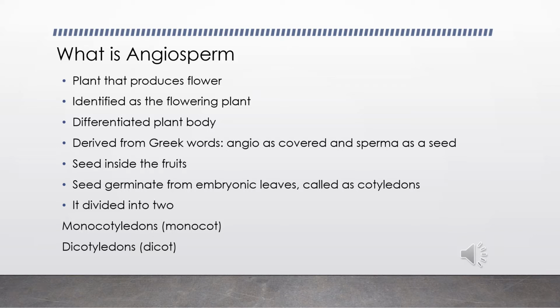Angiosperms are also seed-bearing plants with a well-differentiated plant body. The word is derived from the Greek words angio, meaning covered, and sperma, meaning seed. Seeds of angiosperms are enclosed inside the fruit. Angiosperms are commonly known as flowering plants. Seeds germinate from an embryonic leaf called a cotyledon. Because of the number of cotyledons present in the seed, angiosperms are divided into two: monocotyledon or monocot, and dicotyledon or dicot.